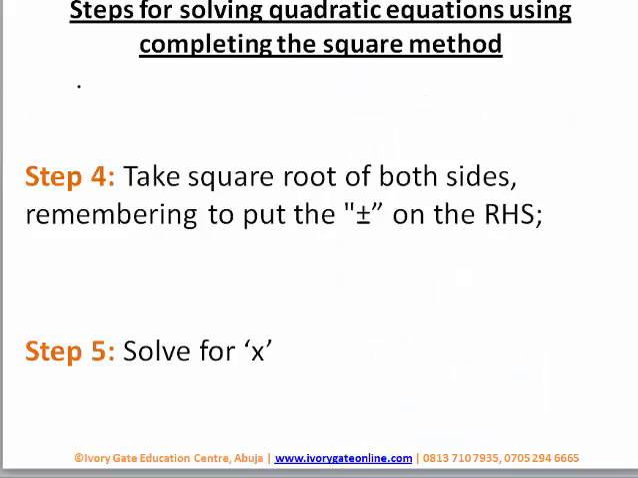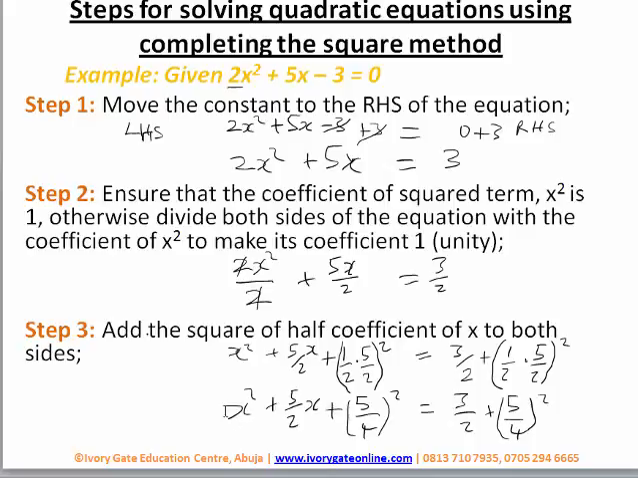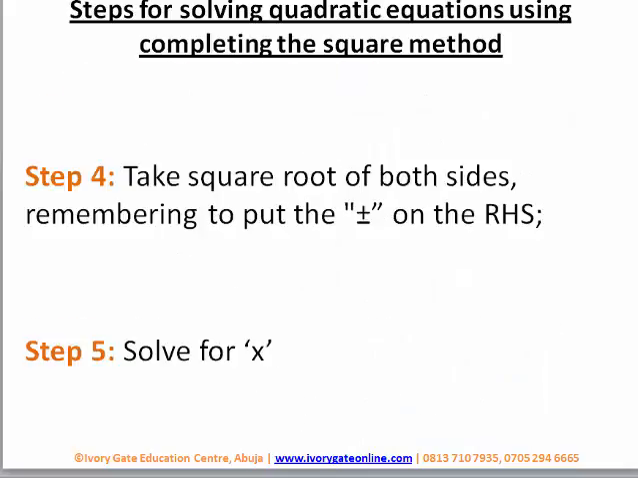So continuing with this, we already have x squared plus 5 over 2x plus 5 over 4 all squared is equal to 3 over 2 plus 5 over 4 all squared. So for us to turn this side into a perfect square, we simply need to take x and take this sign and take this other number in brackets. So in this case it will be x plus 5 over 4 all squared. So that's what we need to do here.